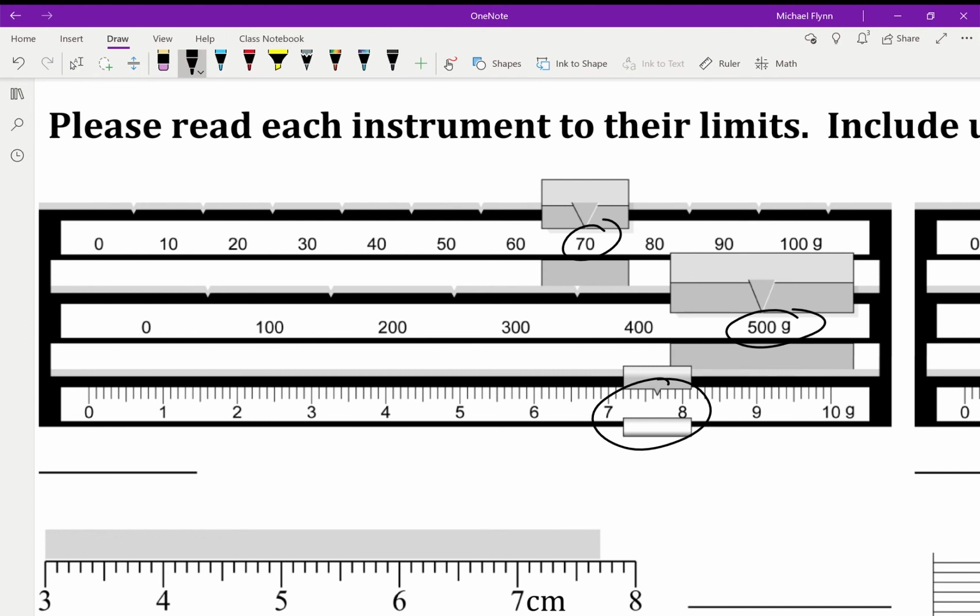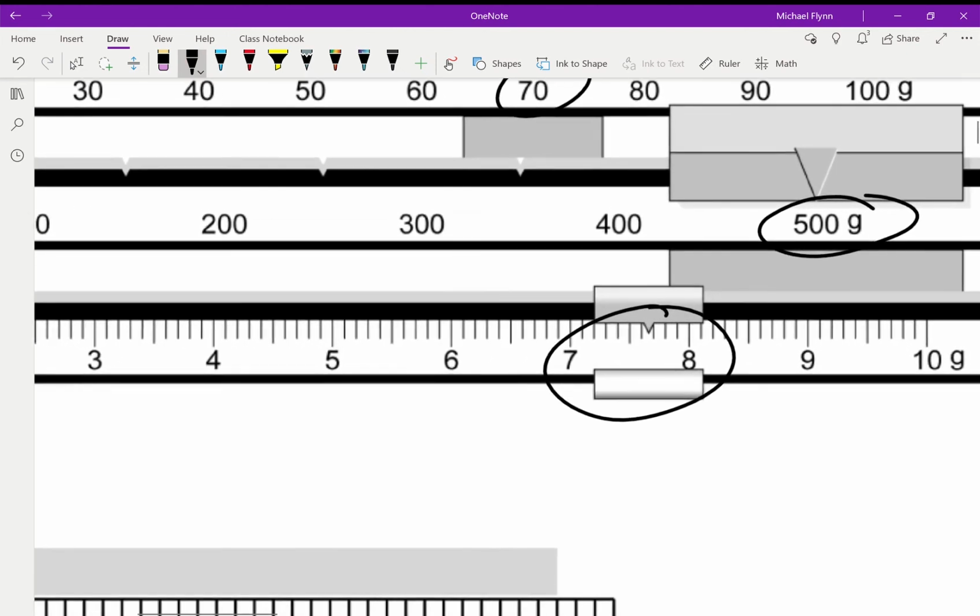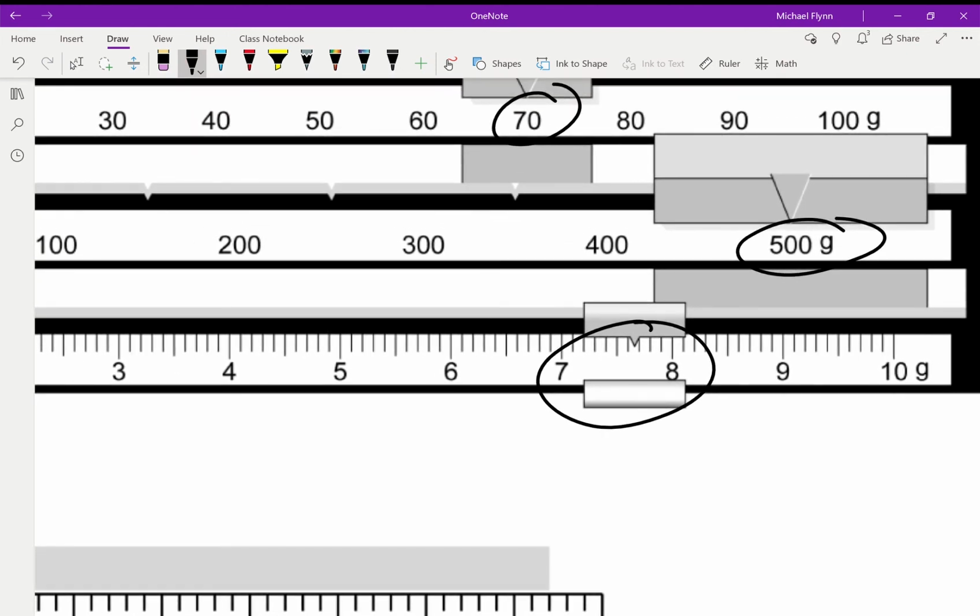This number is between 7 and 8. I'm going to zoom in as much as I can on this number. Now, here's the thing. If I count the tick marks, that's 1, 2, 3, 4, 5, 6, so I'm at 0.6, but it's not quite at 0.7. It's between 0.6 and 0.7, right? So you're supposed to, when you're making a measurement, estimate the last digit.